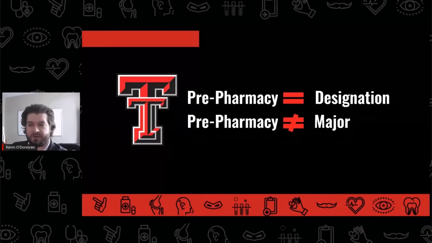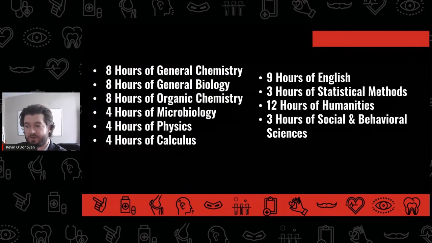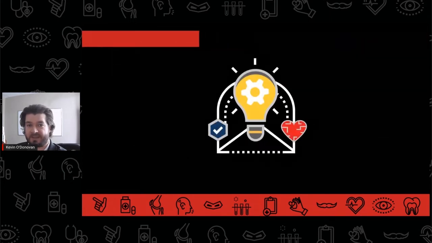At Texas Tech, pre-pharmacy is a designation, not a degree-granting major. Students on the pre-pharmacy pathway are free to choose any degree-granting major as long as they also complete the prerequisite courses required to enter pharmacy school. Because academic performance is such a significant part of preparing for pharmacy school, students are encouraged to choose a degree-granting major that not only interests them, but that they are passionate about, no matter what it might be.